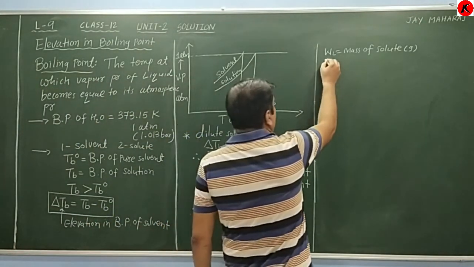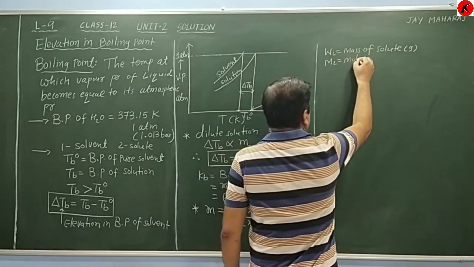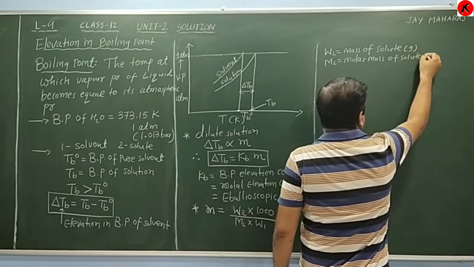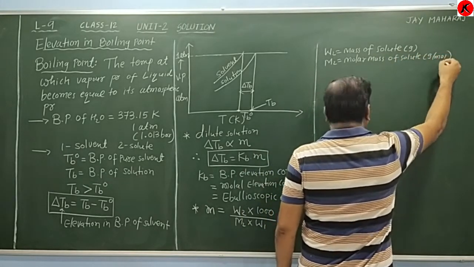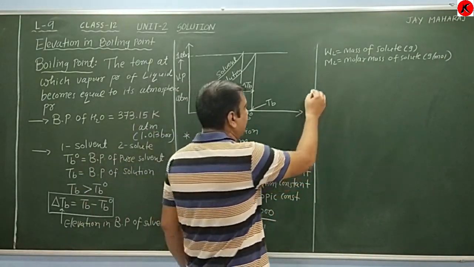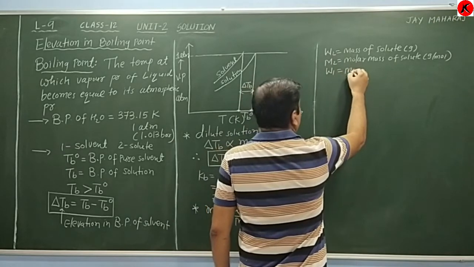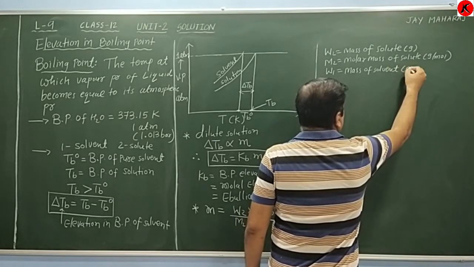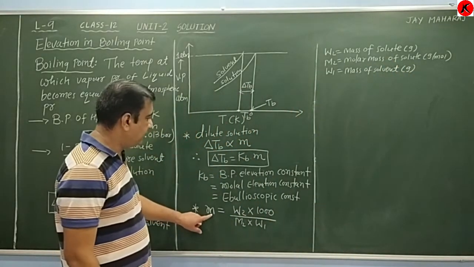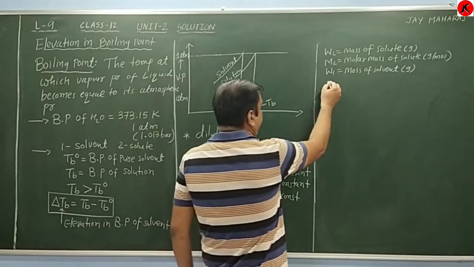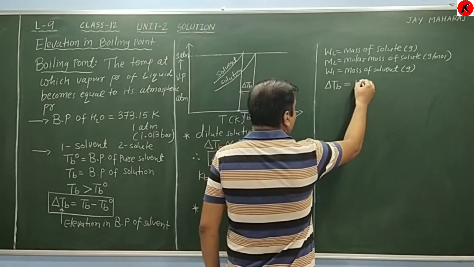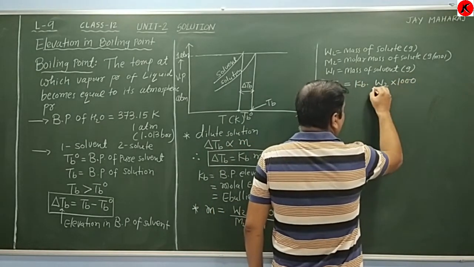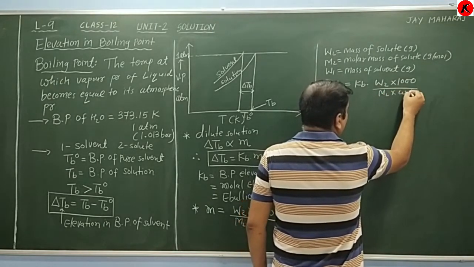Now M2 means the molar mass of solute, taken in gram per mole. What is W1? W1 is the mass of solvent. Mass of solvent is taken in gram. Okay. Now when this is substituted here, we get delta Tb equal to Kb into W2 into 1000 divided by M2 into W1.